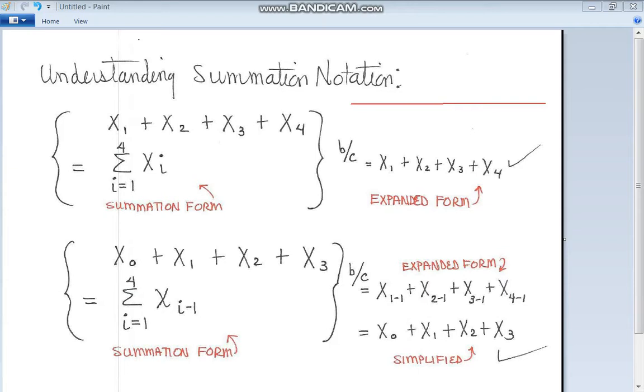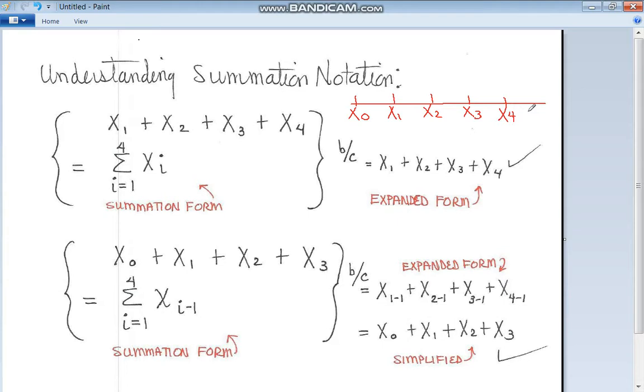Let's put these terms on a number line. They're identified by their subscripts. First, let's write x sub 0. And the next one after that will be x sub 1. The next will be x sub 2. The next will be x sub 3. And finally, we have x sub 4.